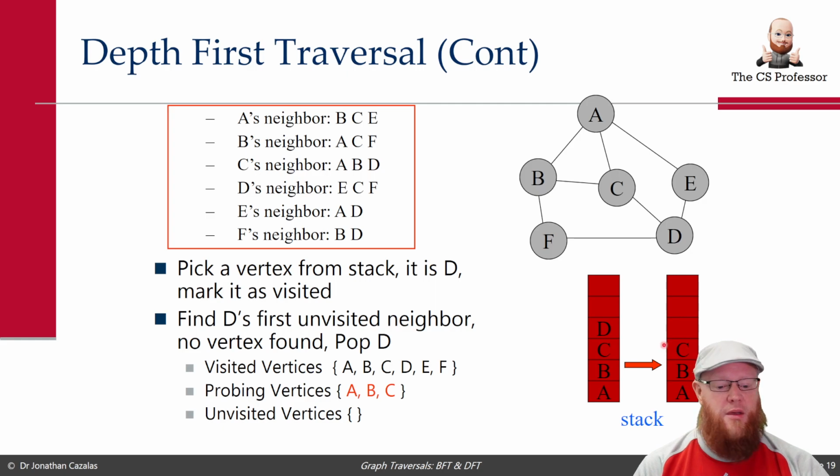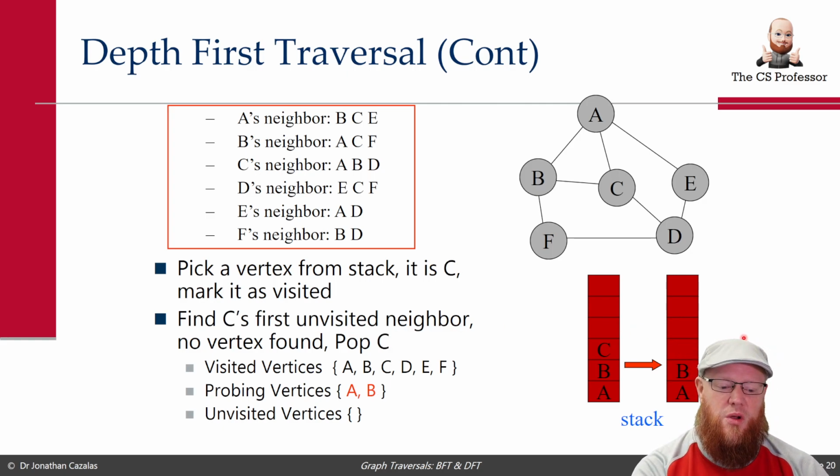Here's that slide. We looked at D. We marked it as visited. We checked, does D have unvisited neighbors? It does not. So therefore, we pop D. The next iteration, we're going to pop C. We're going to pop B. We're going to pop A. And so here was a depth first traversal of our graph.